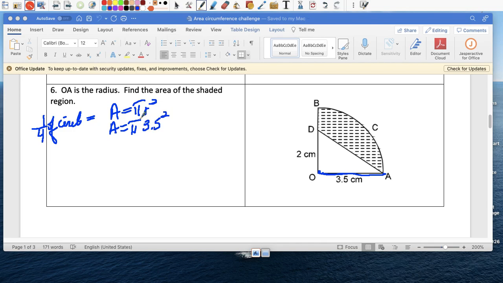Then we're going to divide by 4. So 3.5 to the second power, enter, times pi, enter. We get the area of the full circle is 38, and then we're going to divide by 4.